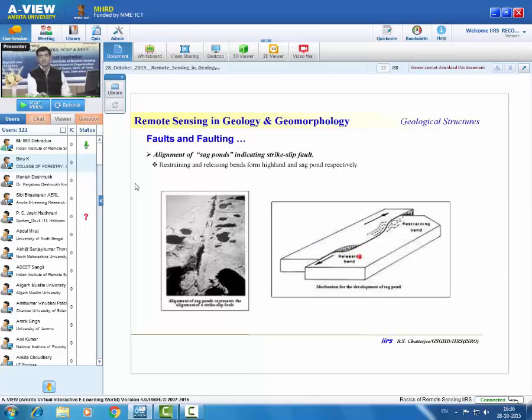This is the mechanism. When strike slip faulting takes place, there are some restraining bends and some releasing bends. In the restraining bends, because the direction of displacement is in that acute angle, the band gets strained, and what will happen? A mound will be developed. Whereas when there is a releasing bend, the fracture will be opened up, and this open space will make a pond when filled up with water. So this develops a pond, and this systematic alignment of the ponds along a line indicates that there is a strike slip fault. Okay.